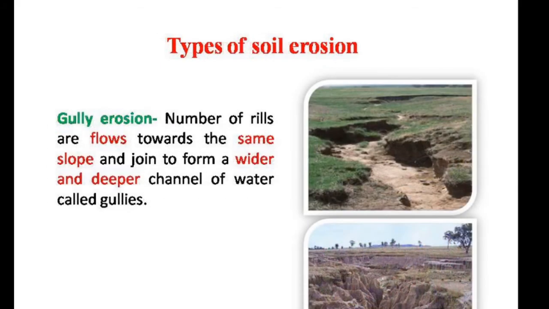Then next is gully erosion. As I have already stated, the number of rills formed in the field due to heavy rainwater flow toward the same slope and join to form a wider and deeper channel of water called gullies. Gullies are formed due to the number of rills.